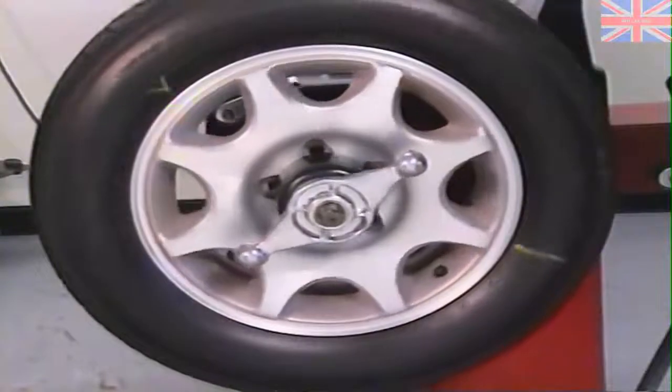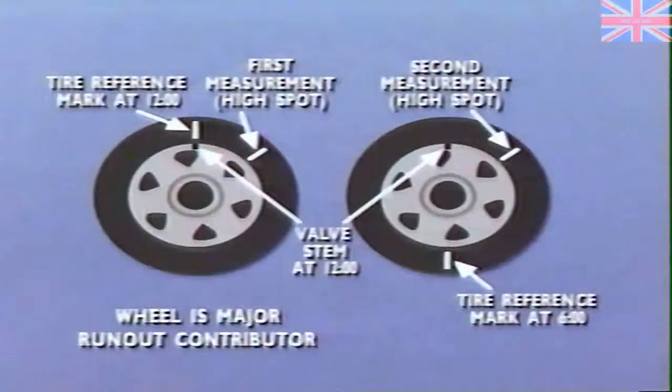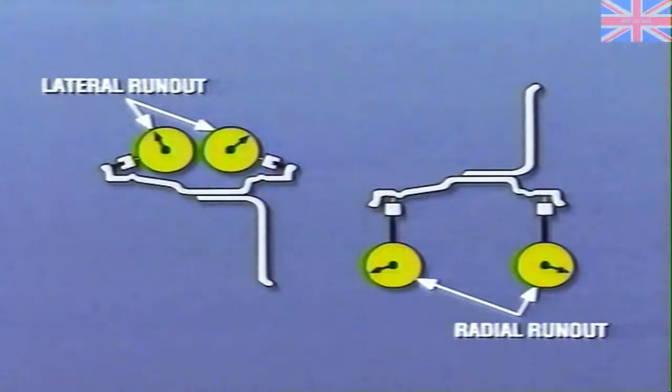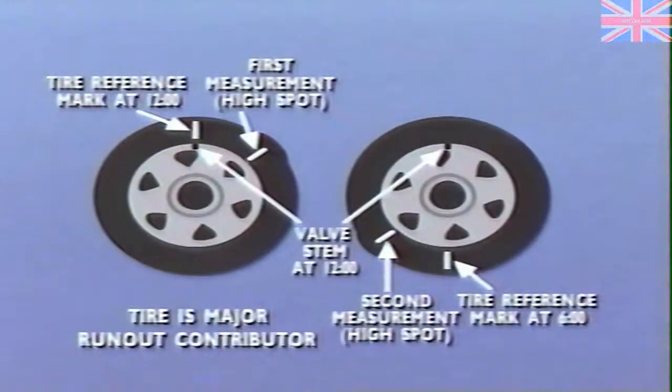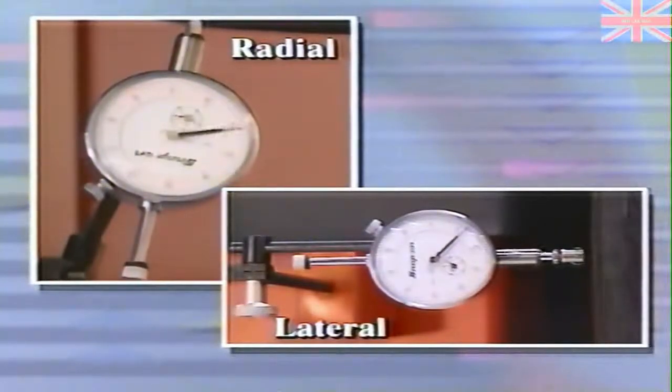If the runout had not been within tolerance, we would have marked the location of the new high spot. In cases where the new high spot remains at or near the location of the original high spot, the wheel is the major contributor to the runout problem. It should be measured for excessive runout and replaced if that is the case. In cases where the new high spot is at or near a position 180 degrees from the original high spot, the tire is the major contributor and should be replaced. Always remeasure the tire wheel assembly runout after replacing the tire and make sure the runout is within tolerance before continuing.